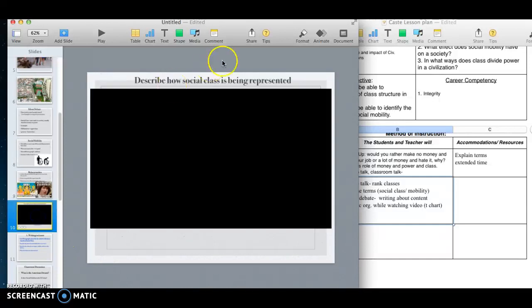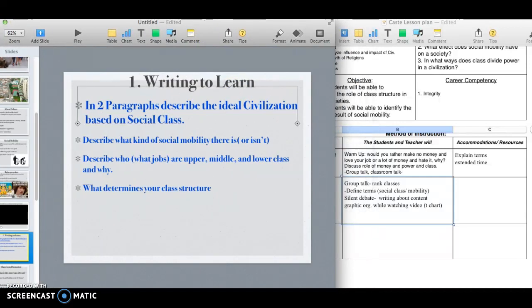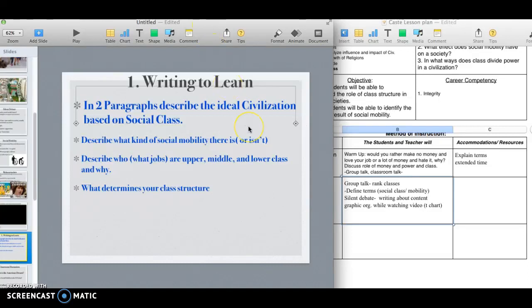You could have them unpack the video. You could have them write about, what does the upper and lower look like? Is that a problem? What's an ideal civilization look like? So now they're formulating their own opinion and their own argument about what does social class look like? Why is it important? The idea here is that they need to compare and contrast.